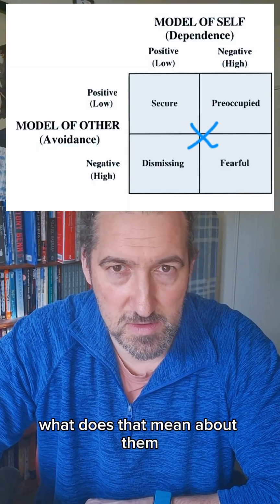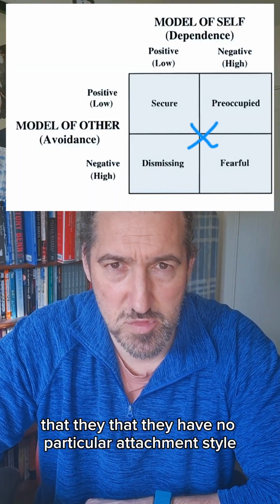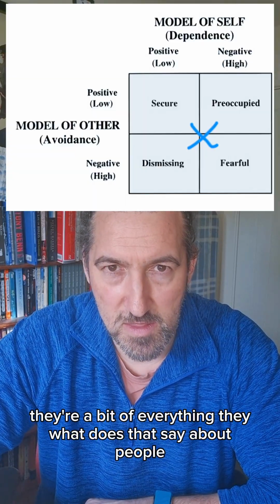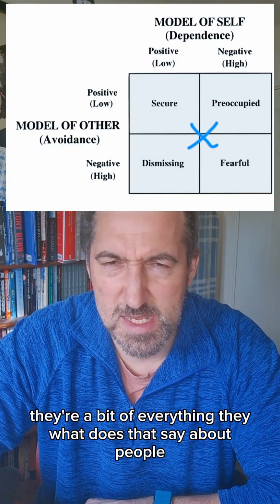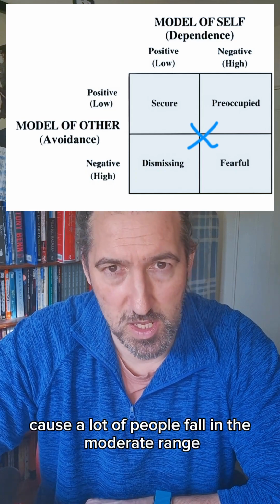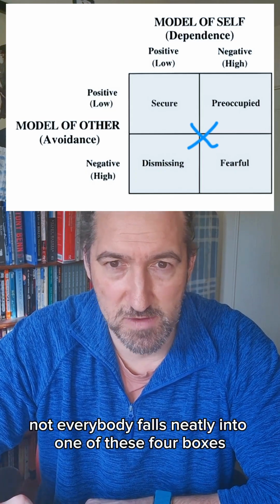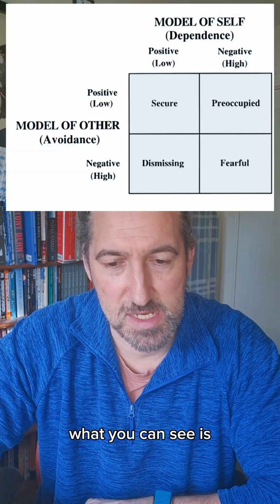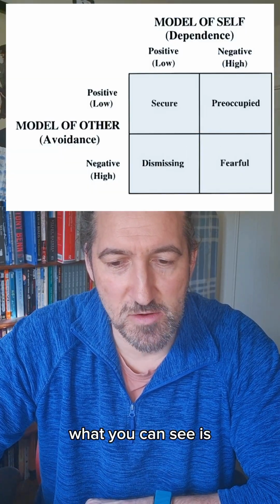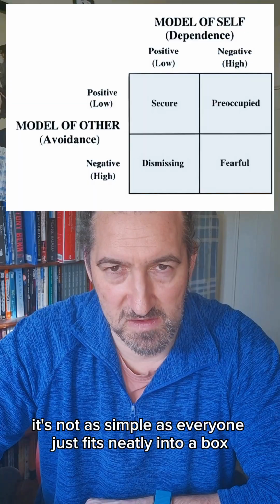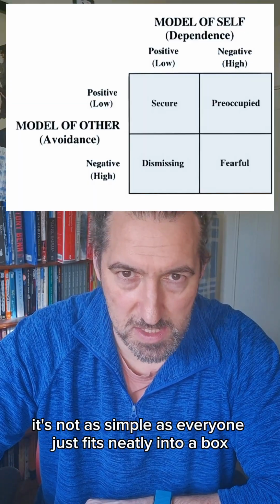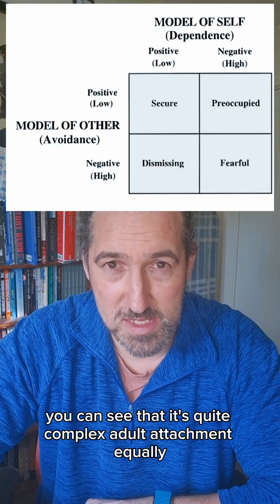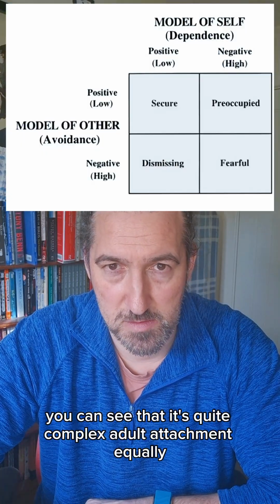What does that mean about them? That they have no particular attachment style? They're a bit of everything? What does that say about people? Because a lot of people fall in the moderate range. Not everybody falls neatly into one of these four boxes. What you can see is also there's a lot of complexity about it. It's not as simple as everyone just fits neatly into a box. When you think about it in this way, you can see that it's quite complex, adult attachment.